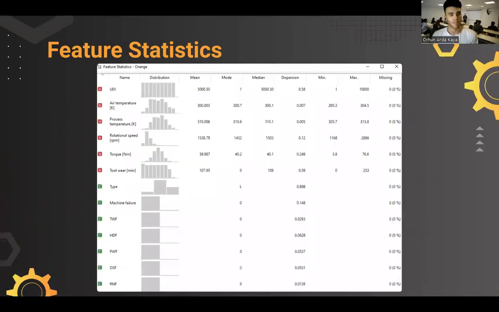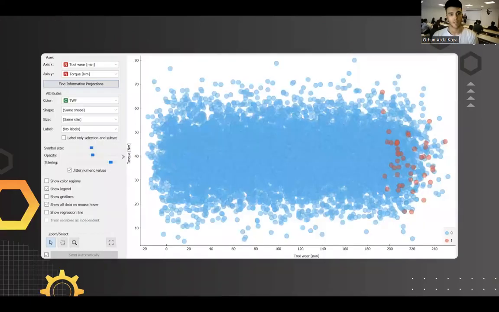Next, please. Here, you can see all of our features and their statistics, their mean and max values, mode, median, and dispersions. Also, you can see we don't have any missing data, 0%. Next, please. You can see there's a scatter plot example about tool wear failure. X-axis is tool wear and Y-axis is torque. You can see the tool wear failures are the red dots. When tool wear increases, tool wear failure begins to appear. Otherwise, it's not. Okay, next.